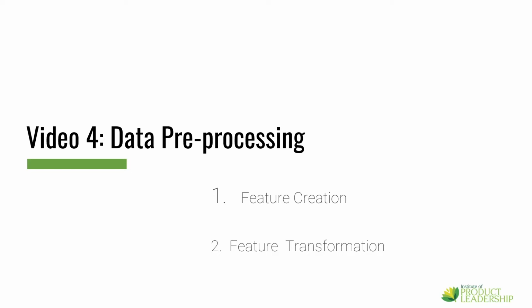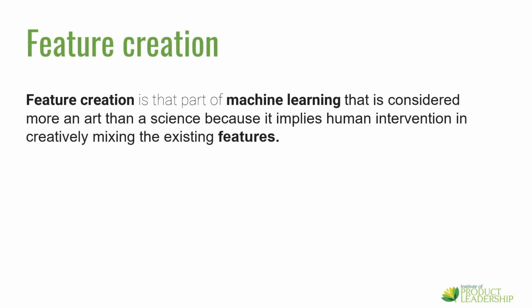Well, feature creation is that part of machine learning which is considered more of an art than a science because it implies human intervention in creatively mixing the existing features to derive or arrive at new features which can contain more signal. It is done with the objective to extract more predictive power from the existing attributes and is very dependent on applying the domain knowledge on the data insights gathered so far.